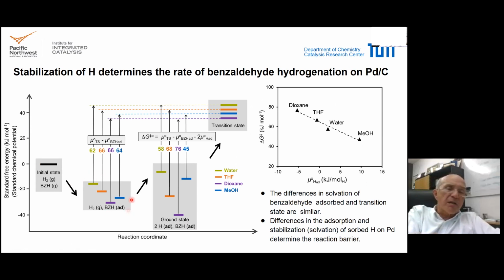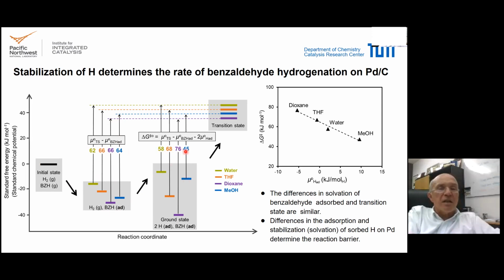We see that in the first part, the amount and the energies of benzaldehyde adsorbed change quite significantly. But that change is compensated by an equal change in the transition state. So hardly anything that we're doing to benzaldehyde really influences the transition state. Those are all the same. So the adsorption of benzaldehyde in this particular case does not matter that much. What matters is the adsorption of hydrogen, which is very pronouncedly different.